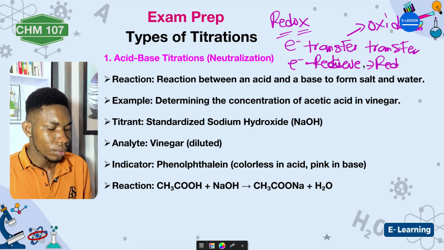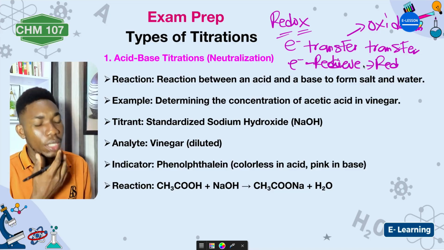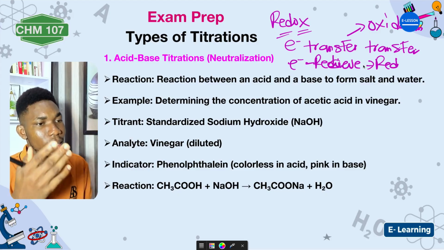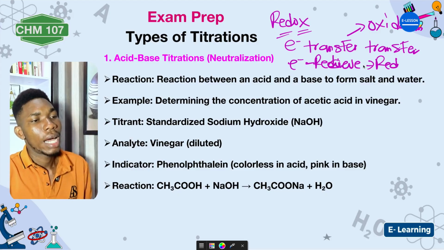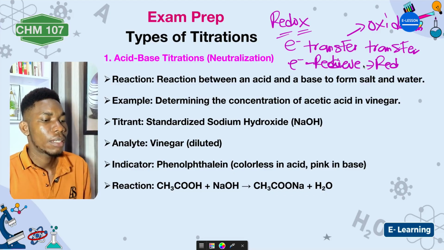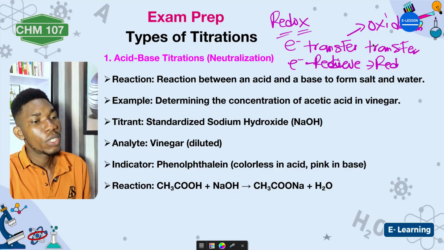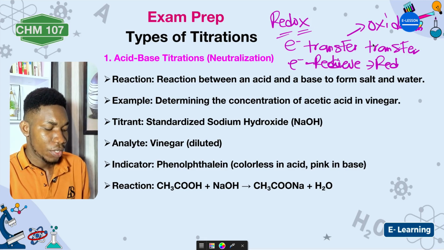Now, in redox titration, one of the substances is oxidized. I'm trying to get information on this so that you can just write it at the corner of your note. I cannot go back and start preparing a slide on that. In a redox reaction, one of the species is oxidized, and one of the species is reduced. That's what happens in redox titration.